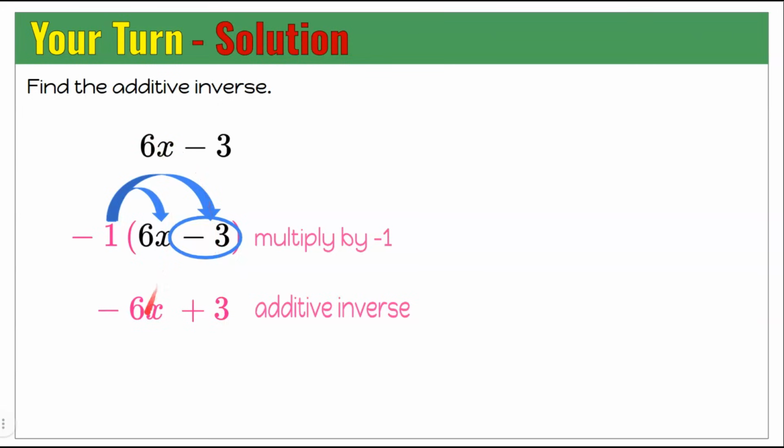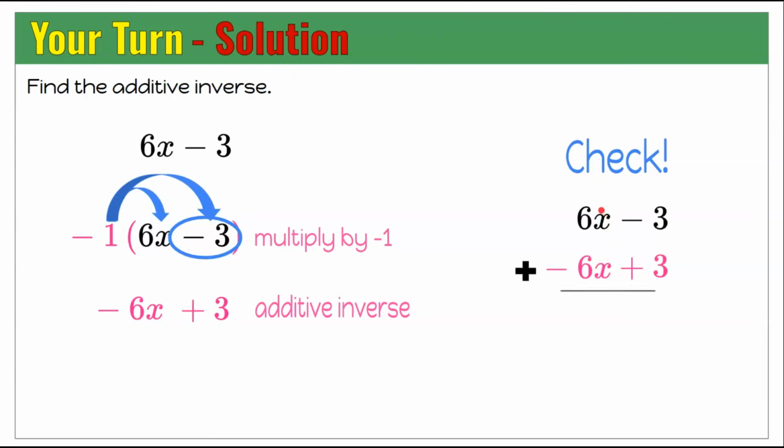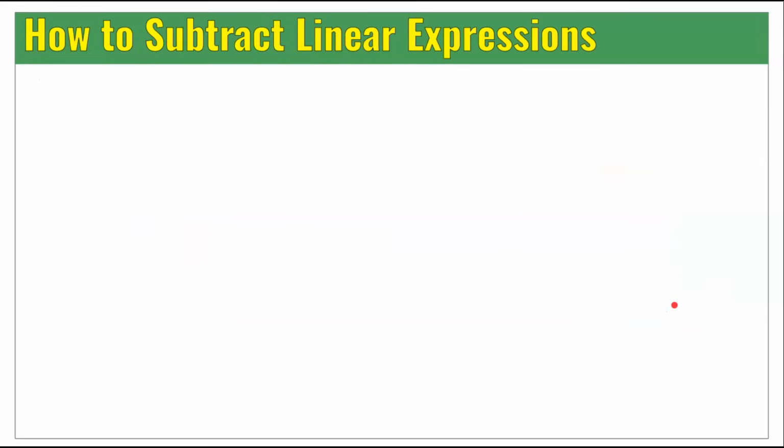You can see that each term has an opposite sign. Let's check our work just to be sure. So we're going to stack our original linear expression with what we found for our additive inverse. You can see I've stacked my like terms and I'm going to add: 6x and negative 6x are 0x, and negative 3 and 3 are 0. So it checks.